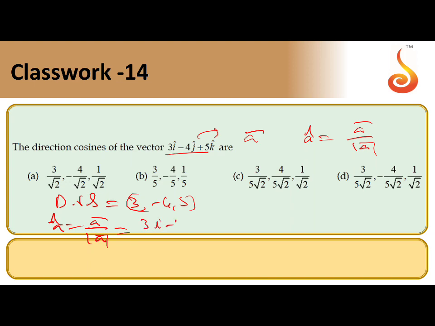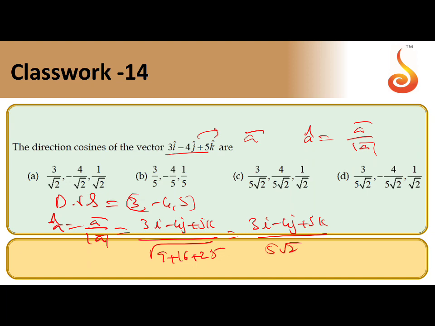So that is 3i minus 4j plus 5k divided by root over 9 plus 16 plus 25. 9 plus 16 is 25, plus 25 is 50. So this is 3i minus 4j plus 5k by root 50. Root 50 is 5 root 2. So what are the components?